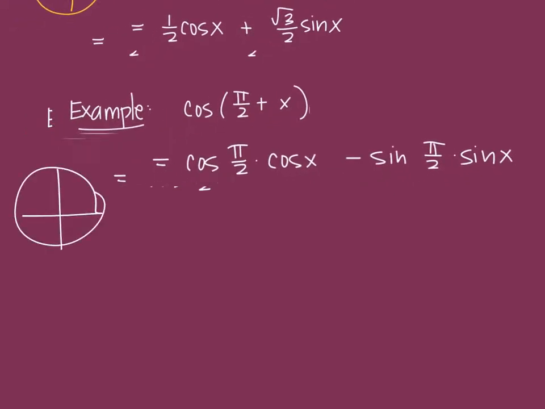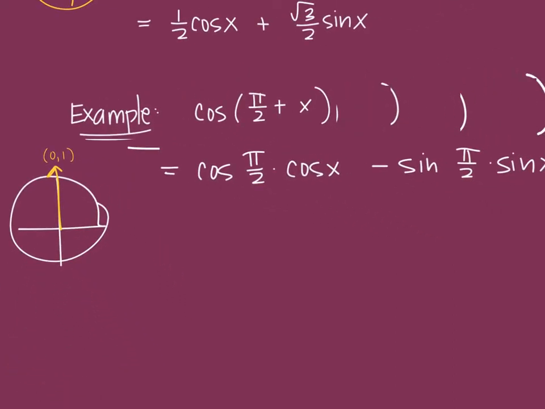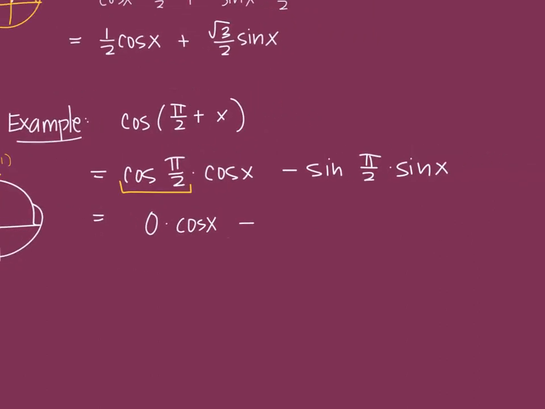So I'll think about my unit circle. I want pi halves, which is straight up on the unit circle. The value there is 0, 1. 0 is for cosine. And so we have cosine of pi halves right here is 0 times cosine x minus sine pi halves, that is 1, so 1 times sine of x. So 0 times cosine of x wipes it out. And so I have negative sine of x, which is my final version of this answer.